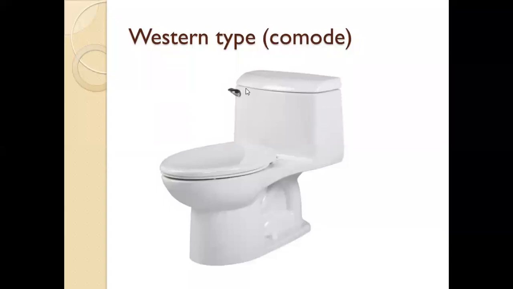Such a kind of arrangement is there, and in such a system a button is provided. After pressing that button, the whole amount of water stored in that cistern will be released into the WC pan. And here this is the cover. By opening or removing the cover, you can use it. This is the European type, or we can say Western type, or commode also.